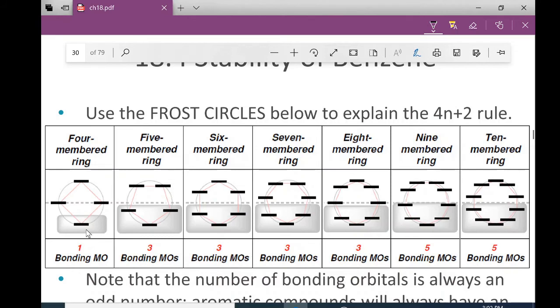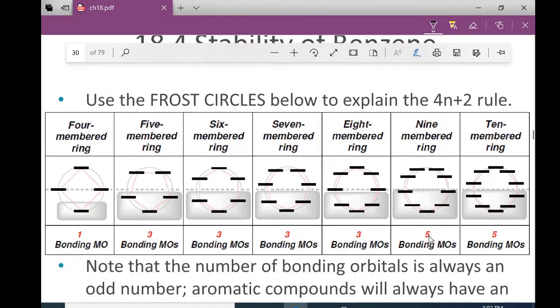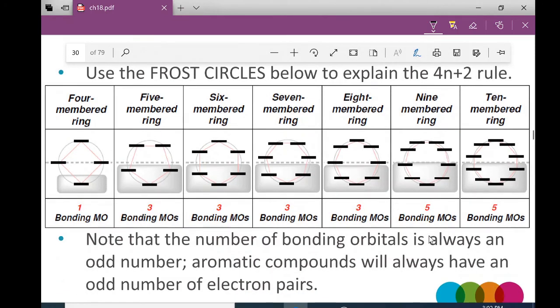Okay, so here we have one potential bonding molecular orbital. Here we have 3. Here we have 3. Here we have 3. Here we have 3. Here we have 5. And here we have 5. So this gives us an odd number of bonding molecular orbitals, which is also required for aromaticity. So we need that odd number.